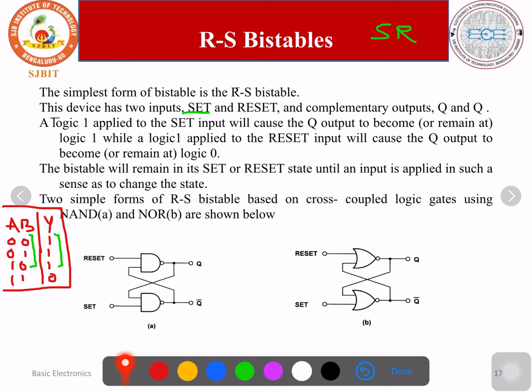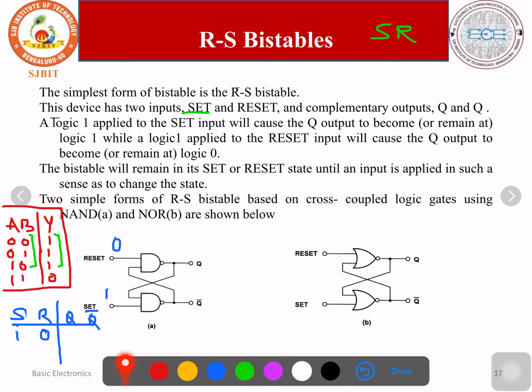So we will have the 4 combinations of the inputs. So I will write S, R, then Q bar. Initially, I will apply S is equal to 1, R is equal to 0.